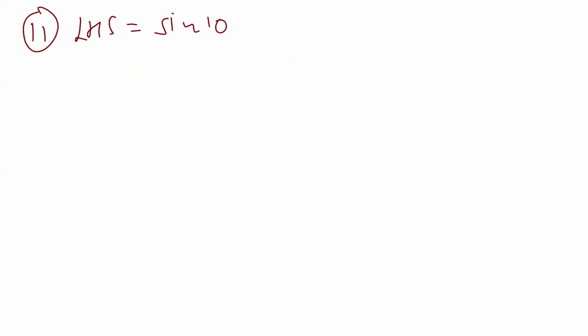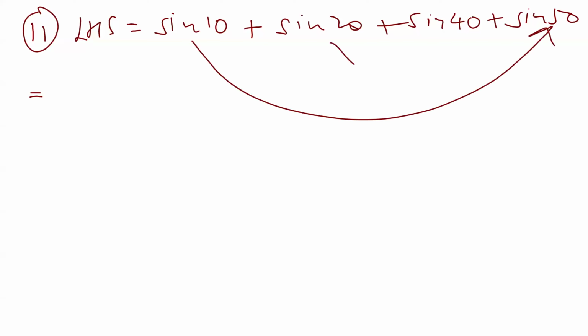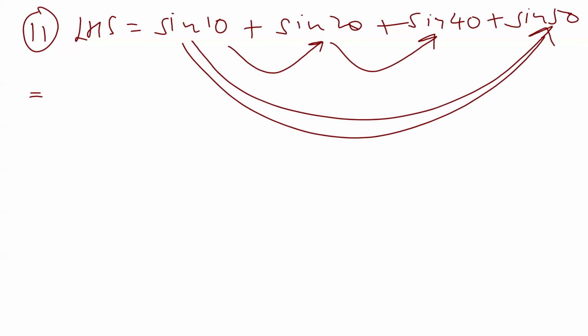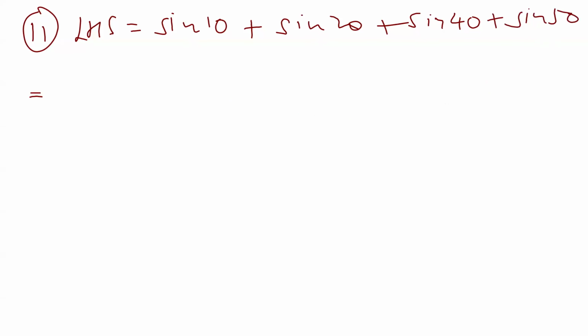LHS as sine 10 plus sine 20 plus sine 40 plus sine 50. Okay. So take two terms. But now we need to think which two terms we are supposed to take. We'll apply a factorization formula, but I'm going to club 50 with 10 and 20 with 40. Because if we add the two terms and divide by 2, 10 plus 50 will be 60, 60 divided by 2 will be 30. So at least one standard angle we get. If I take 10 and 20, addition of 10 and 20 is 30, 30 divided by 2 is 15. 15 is not a standard angle. So you have to make the groups very efficiently, right?